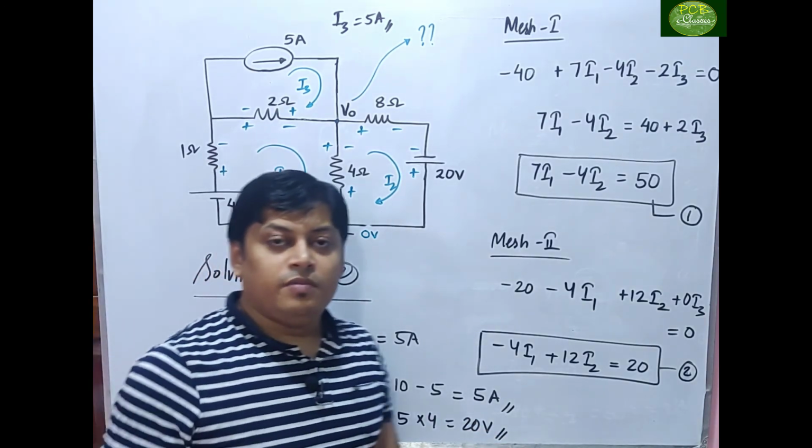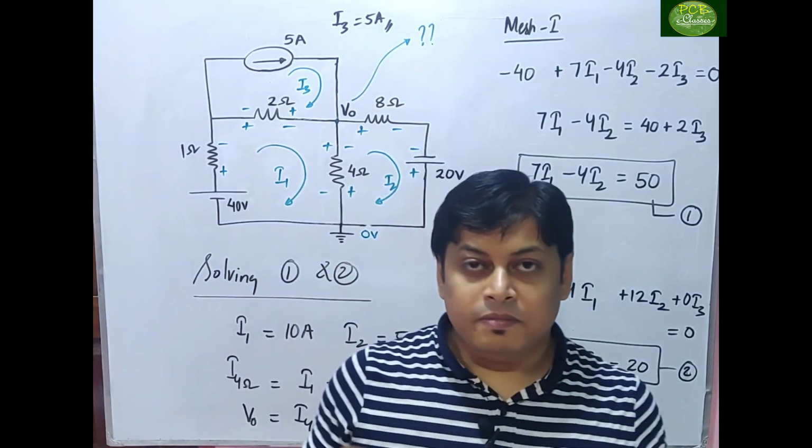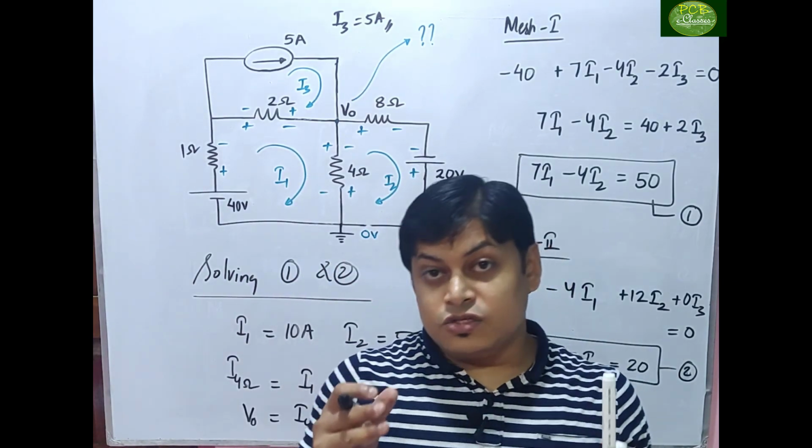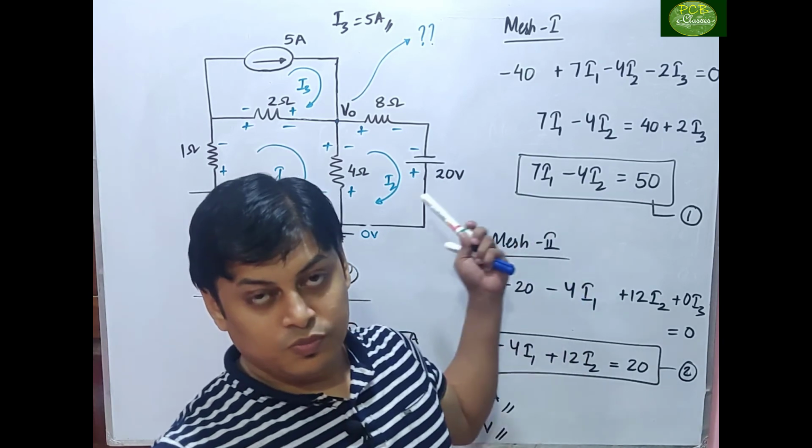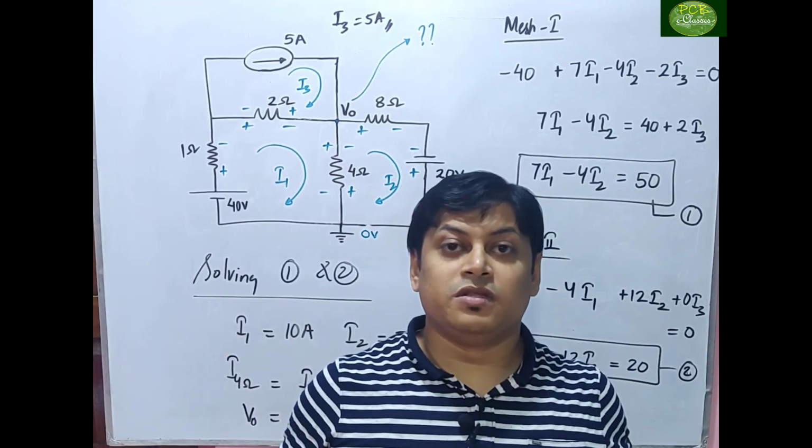Clear? In this way we will be solving problems on mesh analysis if a current source is present in the outer loop. In the next class we will be solving problems on the super mesh.